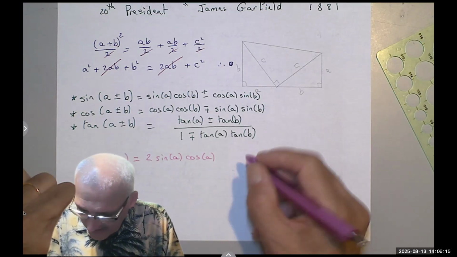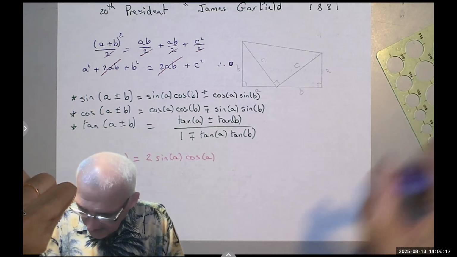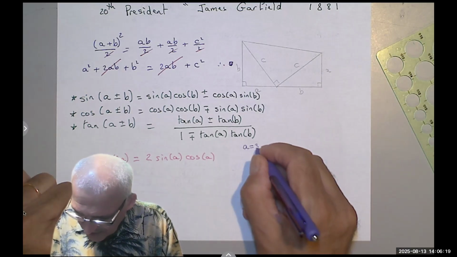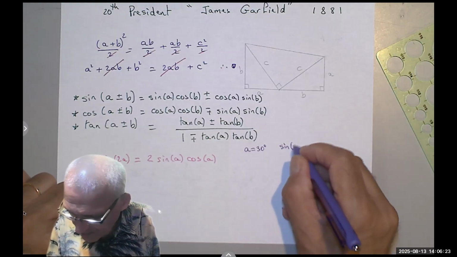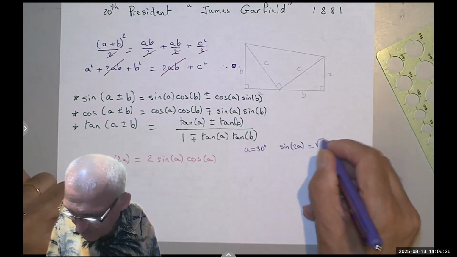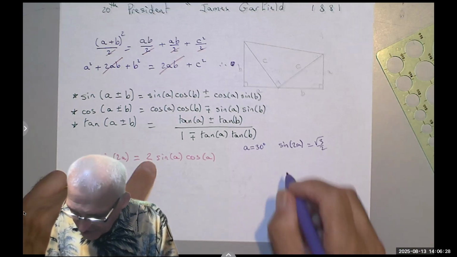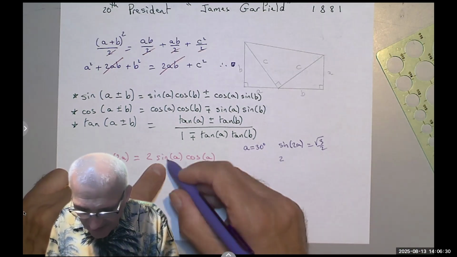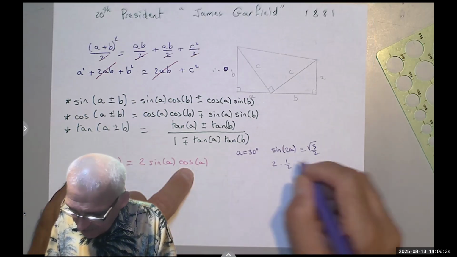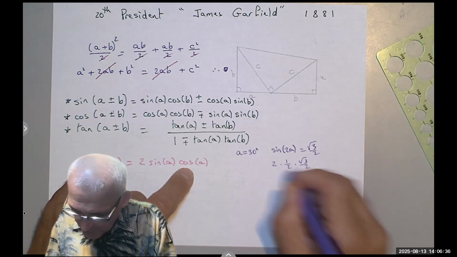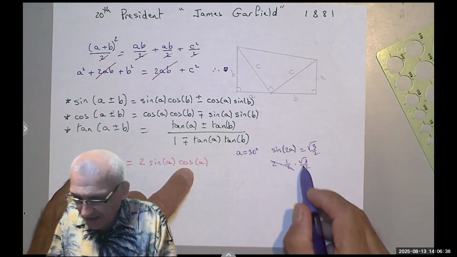You can check, for example, if A is, say, 30 or 45 or whatever. So if we say A equals 30 degrees, sine twice A is root 3 over 2, which is 2 times sine 30, which is 1/2, times cosine 30, which is root 3 over 2. Of course, 2 over 2 is 1, and you get the same answer.